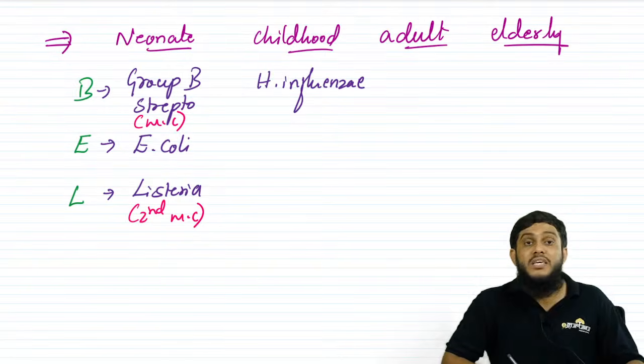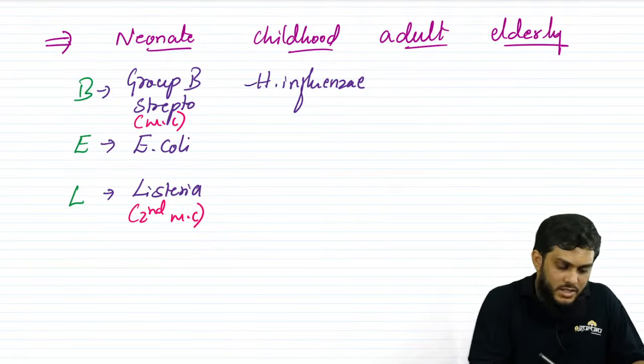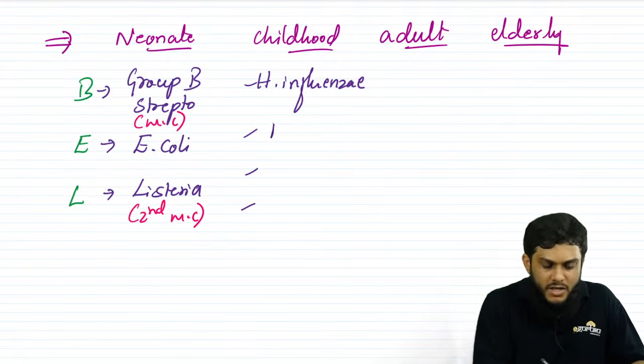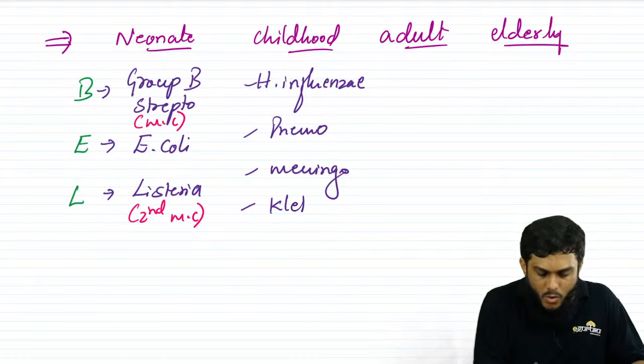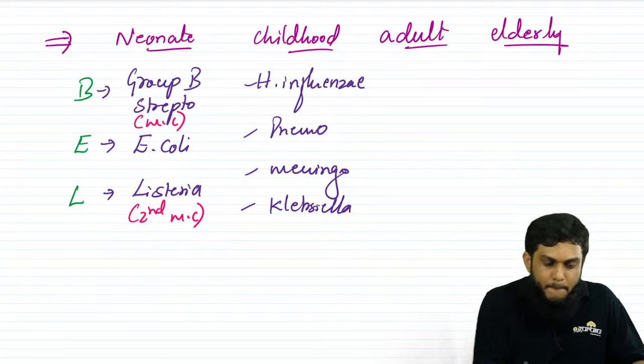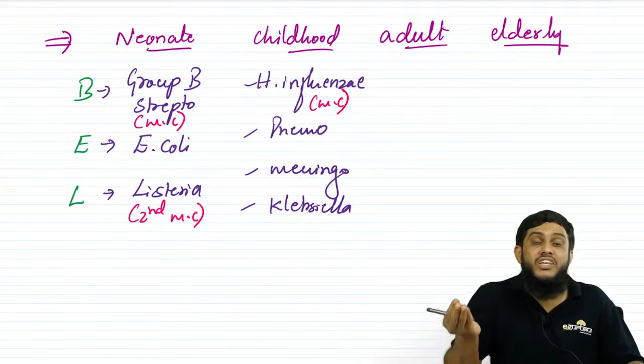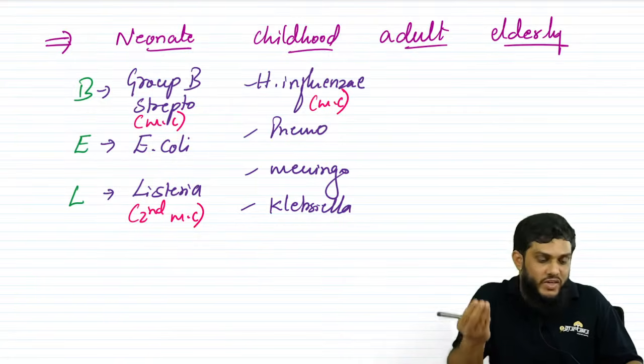Haemophilus influenzae B is the most common, right? Yes. Otherwise, the other organisms like Pneumococcus, Meningococcus, and Klebsiella can cause meningitis in childhood, but the most common remains Haemophilus influenzae in childhood, like 3 to 7 years of age.